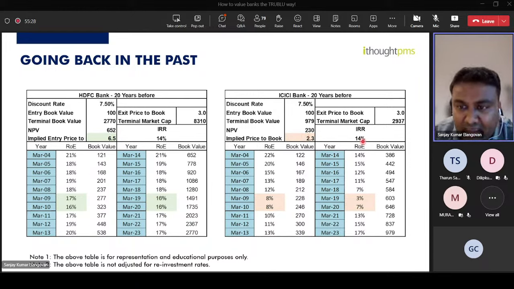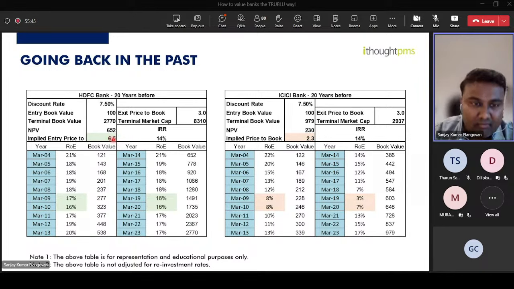To make the same IRR, because even today, ICICI Bank is trading at 3 times price to book. To make the same return of 14%, I could have paid 2.3 times price to book for ICICI Bank. I could have paid 6.5 times price to book for HDFC Bank.